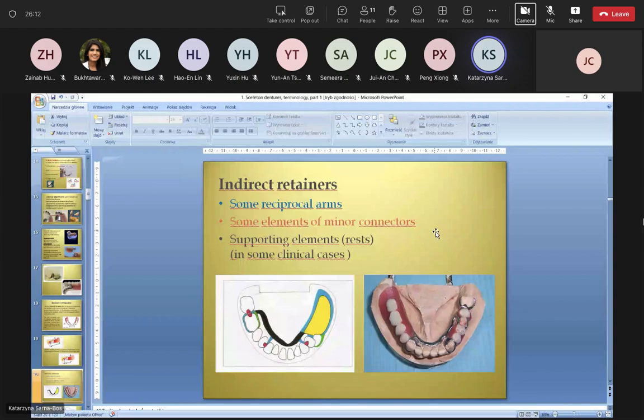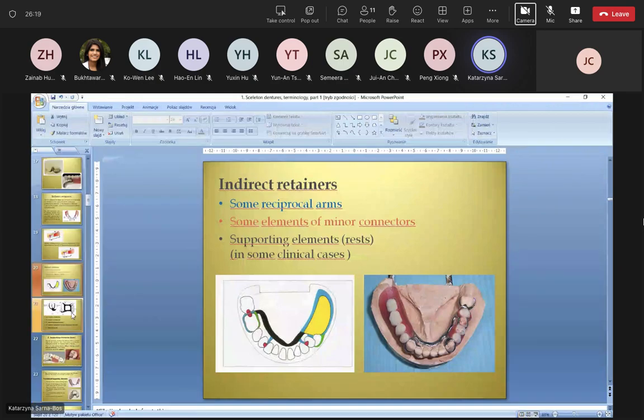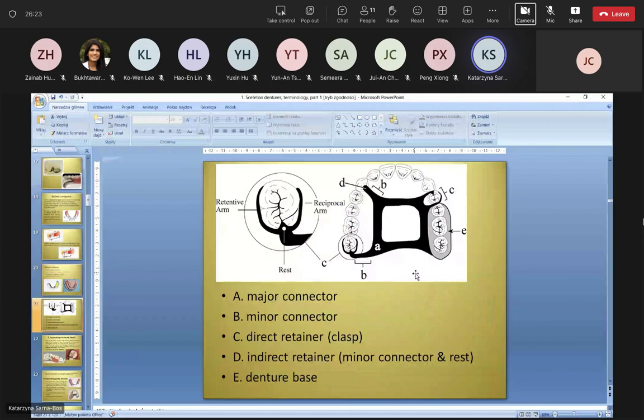And the next slide. On this slide, you also can notice the main elements of the denture, like a major connector, so this one, both elements on the right side, a minor connector, like this one, direct retainer clasp, C1, indirect retainer D, so this is the small tip which is placed here to prevent dislodging forces, and a denture base, so this is the letter E. And of course the clasp, you see retentive arm, reciprocal arm, and the rest.